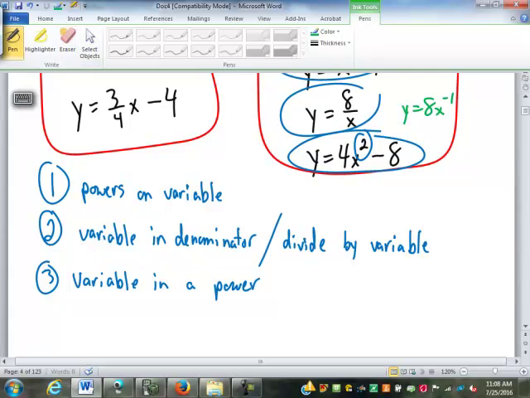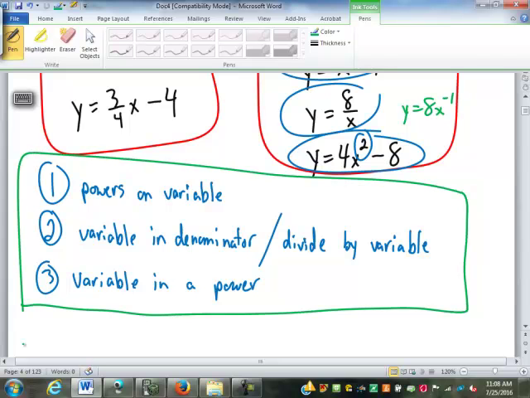These three things here are the three things that keep an equation from forming a line. I usually call them the three don'ts of linear equations. But if an equation has any of those three things in it, it will not form a straight line on your graph.